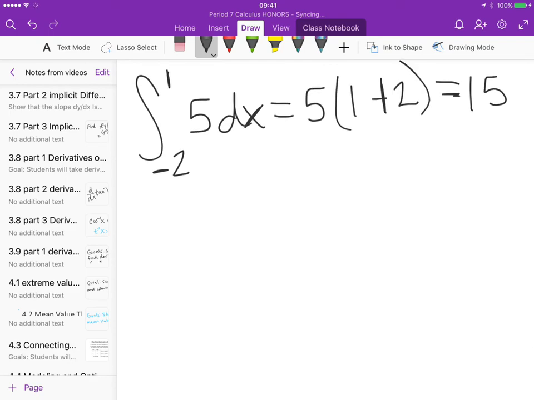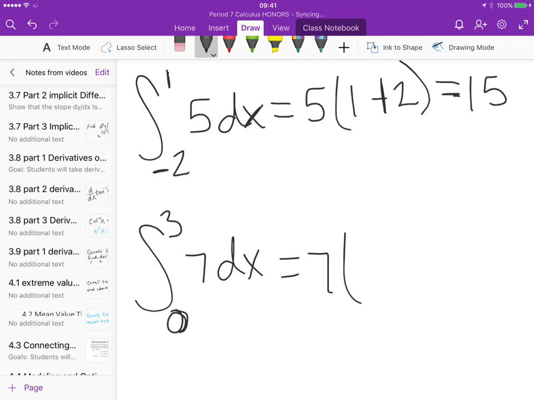Let's try one more just for the fun of it. Let's say we have the integral from 0 to 3 of 7. Once again, we would take 7 times b minus a, so 3 minus 0, and 3 minus 0 is of course 3, times 7 gives us 21. Pretty basic.